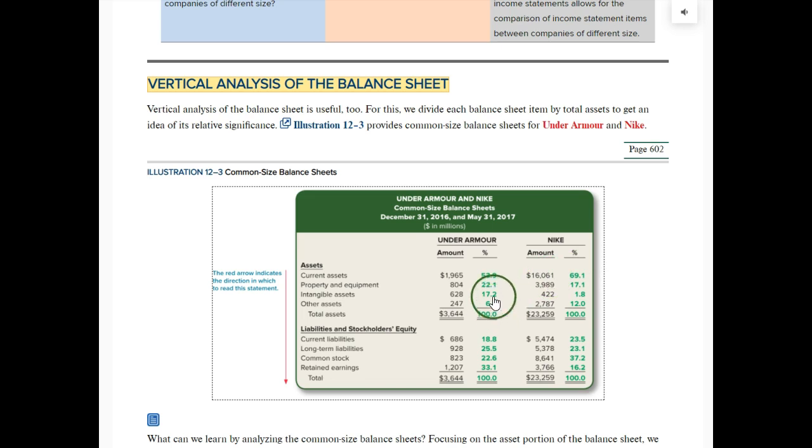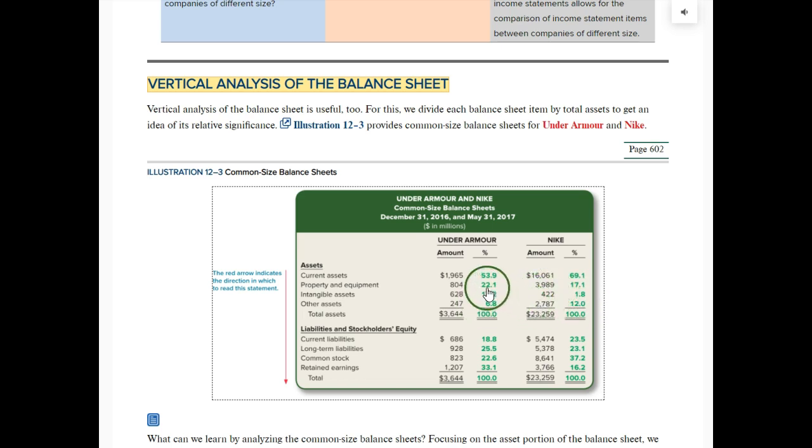Here is an unusual item. Under Armour has 17% of its assets tied up in intangible assets. I haven't looked at the statements to see what these are exactly. I would guess this would be copyrights, patents, and so forth. Whereas Nike only has 1.8% of its assets tied up in intangible assets.